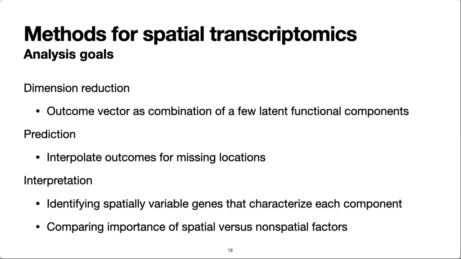We also might be interested in interpolation, filling in gaps where there was perhaps an error in the biochemistry. Think the probes didn't bind as well, or the tissue was wrinkled a little bit, or there was a tear or a hole, and we want to be able to create a continuous surface of gene expression across those gaps. And finally, we are interested in interpretation. We want to identify spatially variable genes. And for individual genes or individual observations, we want to compare and contrast the importance of spatial as opposed to non-spatial sources of variation.